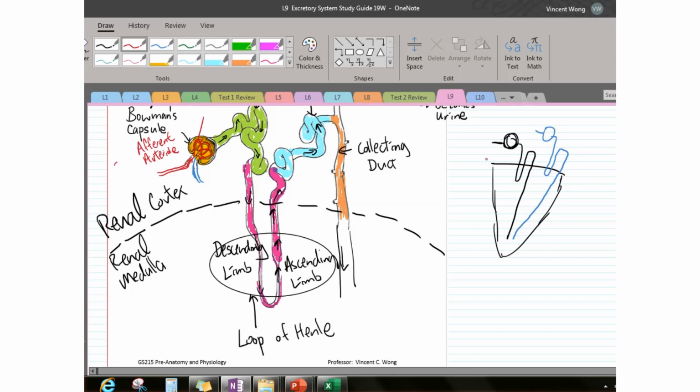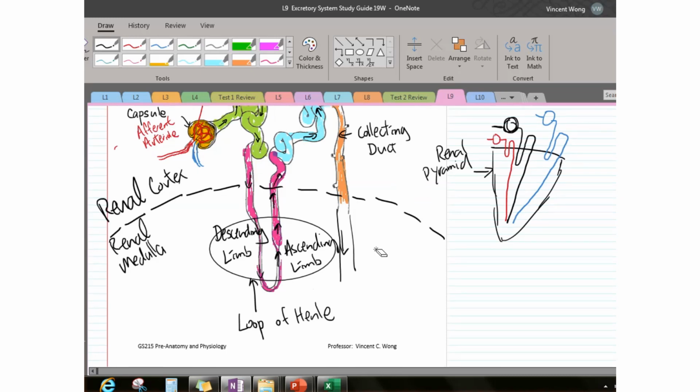Alright, so another one here just to see. Bowman's capsule, proximal tubule, loop of Henle, collecting duct. Right? And this triangle, this cone, is of course the renal pyramid. Okay? So that means all these collecting ducts from the millions of nephrons, right? Remember, inside of this collecting duct is basically the filtrate, right? And after you go through the collecting duct, you cannot modify the filtrate anymore. So where does that go? Well, that's going to go towards your renal papilla, right?